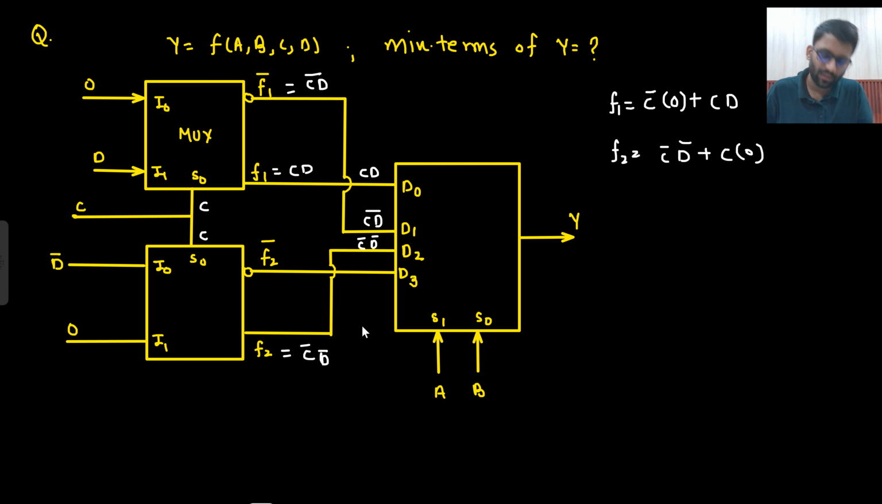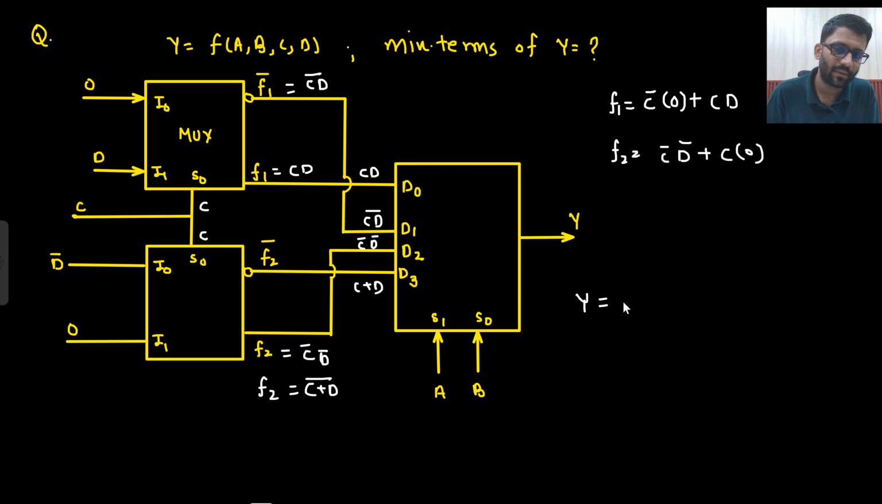And what about F2 bar? F2 bar can be written as C plus D whole bar, right? F2 is C plus D whole bar. So F2 bar would be C plus D only.